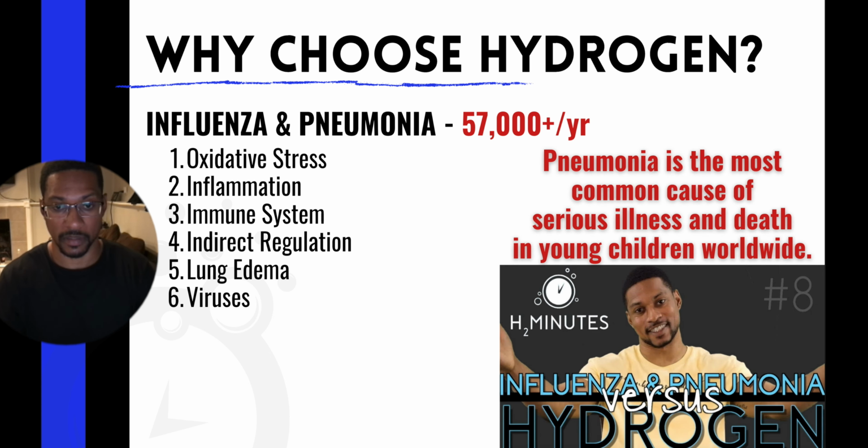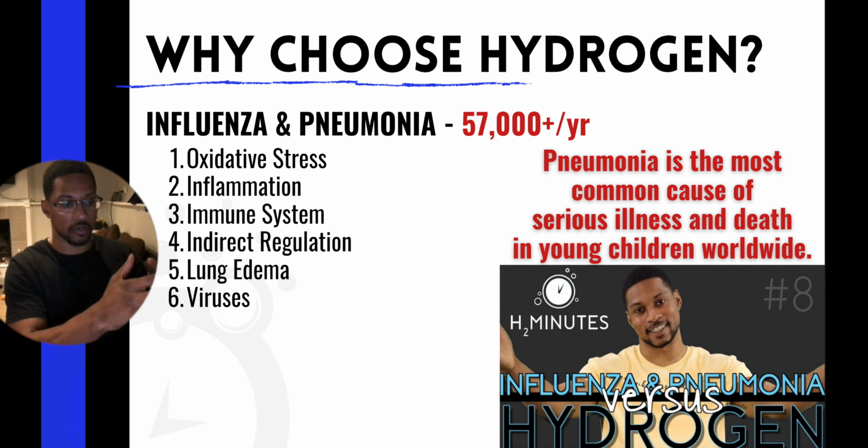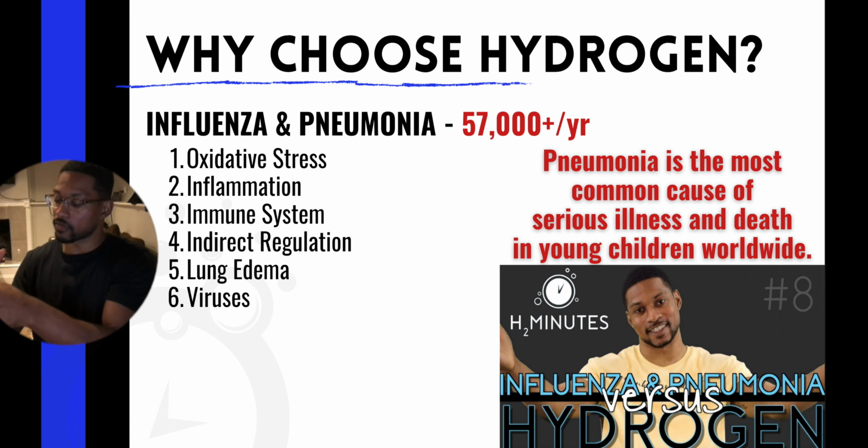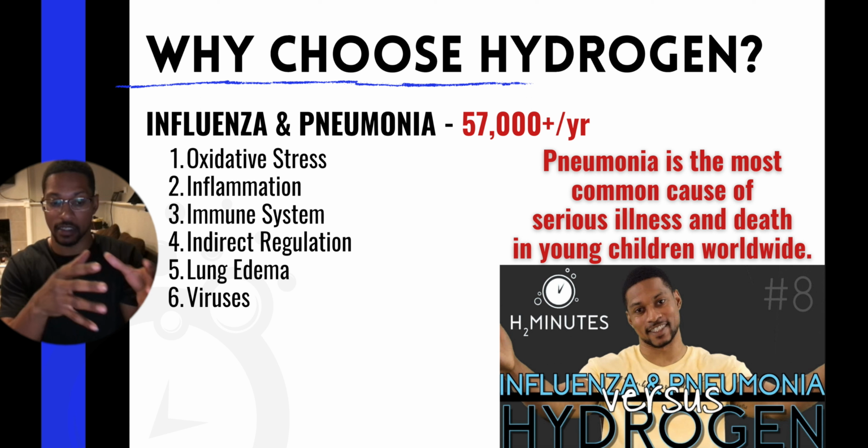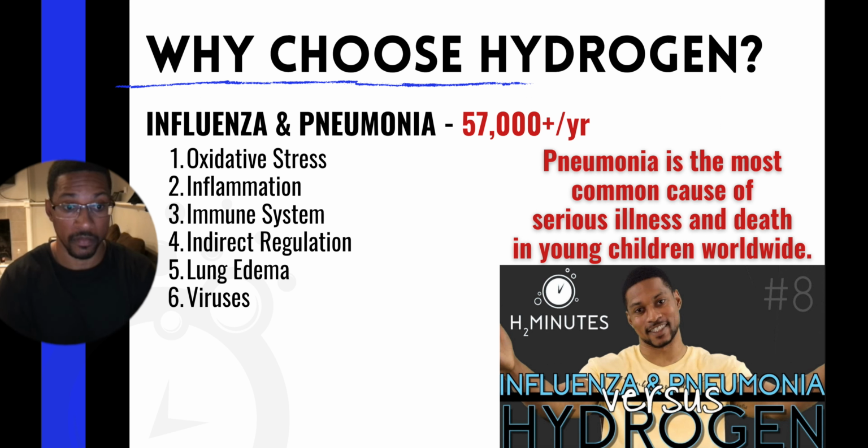Influenza and pneumonia, which claims the lives of 57,000 plus people per year. Pneumonia is the most common cause of serious illness and death in young children worldwide. And we show in this video that molecular hydrogen can reduce oxidative stress and inflammation, can regulate the immune system, has indirect regulation, meaning it regulated one system over here, and then because of regulating the system over here, it had additional benefits or aided this system, which would benefit the disorder. And then it was able to reduce lung edema and suppress the replication of viruses, as well as enhance or benefit the immune system to effectively eliminate viruses.